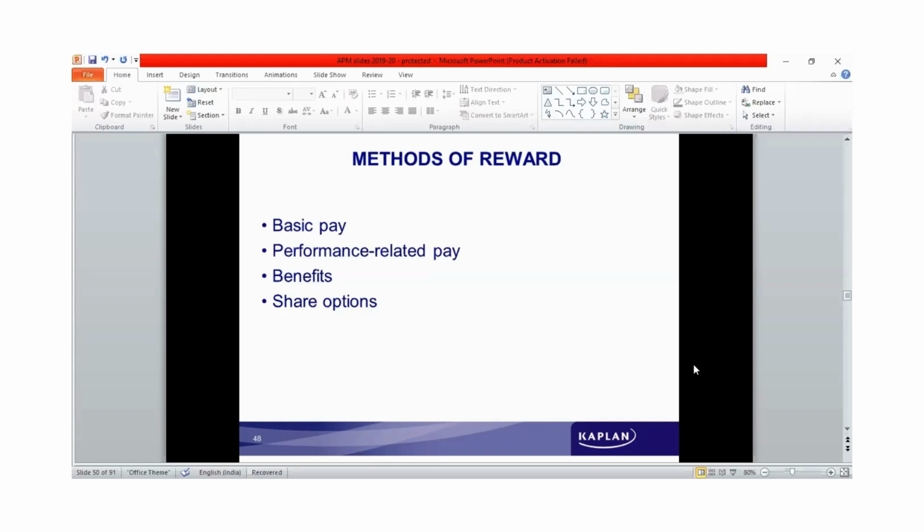Then some organizations allow their employees to participate in share options. That is, they can become shareholders of that company. So a number of shares are allotted to the employees as a reward, as a bonus, and they can become shareholders. So that's another method of rewarding the employees on fulfilling their tasks.